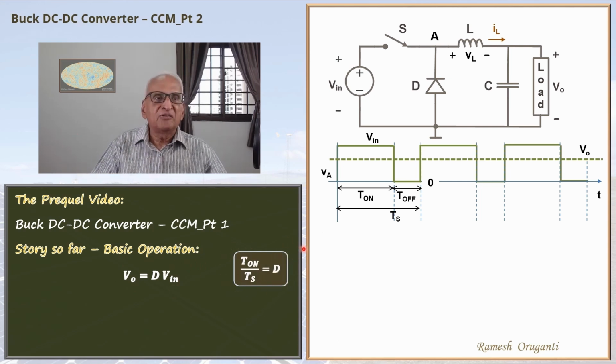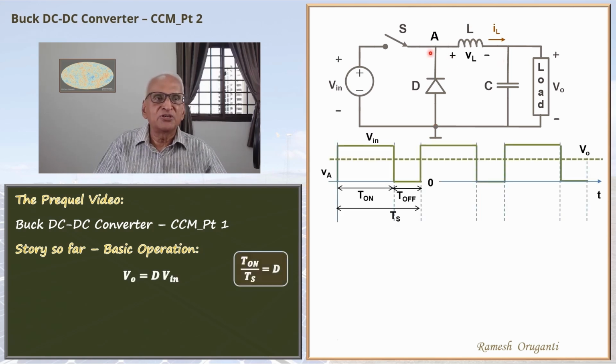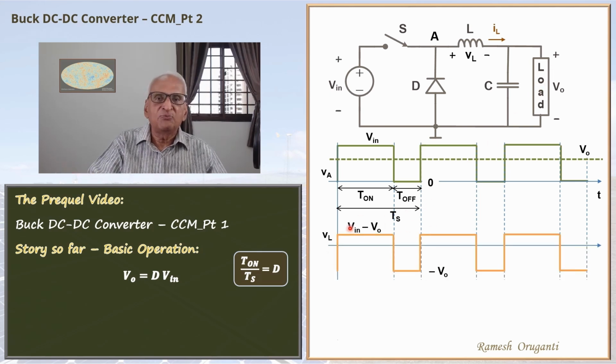Next, we can plot the inductor voltage. The plus terminal is always connected to A, but A swings between Vin and 0. The minus terminal is always connected to V0, which is a constant voltage. So we can plot the inductor voltage. It varies between Vin minus V0 during the T on interval and minus V0 during the T off interval. This voltage is applied to the inductor. The rate of change of inductor current will depend on this voltage.